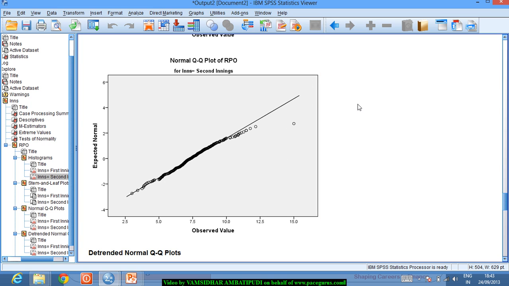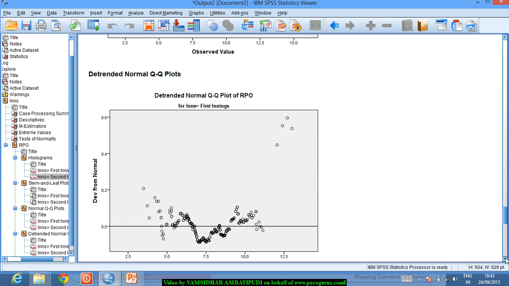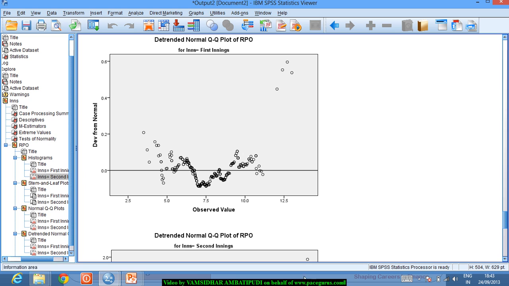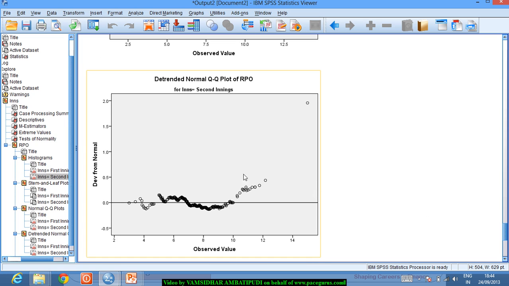The same thing we can look at in the detrended normal curve, which talks about, on average, what the deviation of each of the points from the normal is. Hardly 0.2 units, and this side also not too much, very small deviations from the normal. Only these points are very widely deviating from the normal, and that too by the extent of 0.6 units. Whereas if we look at the second innings, again most of them are deviating not more than 0.3, 0.4 units.